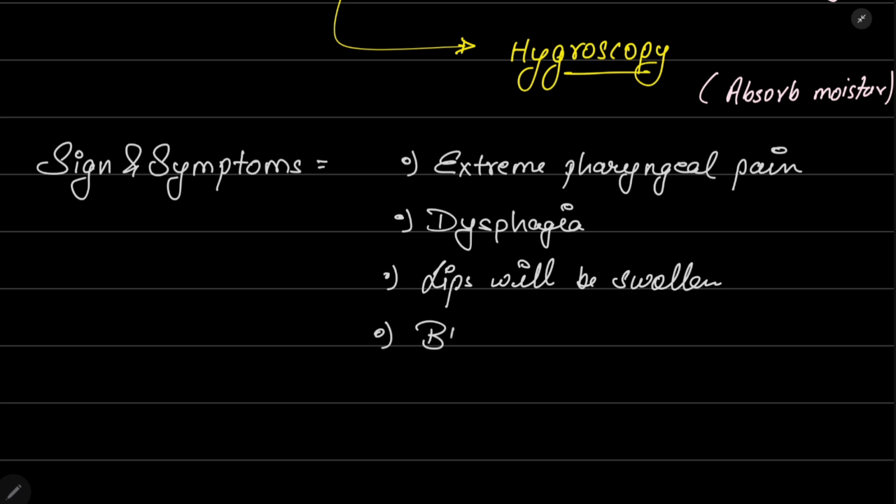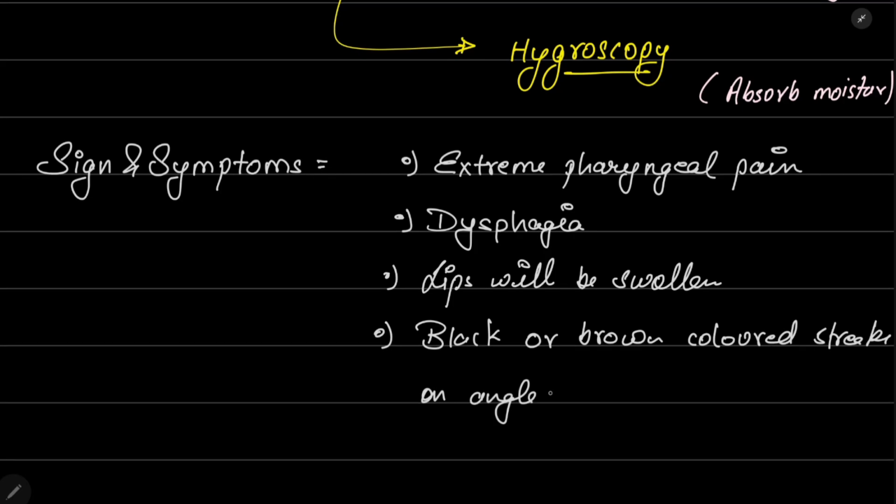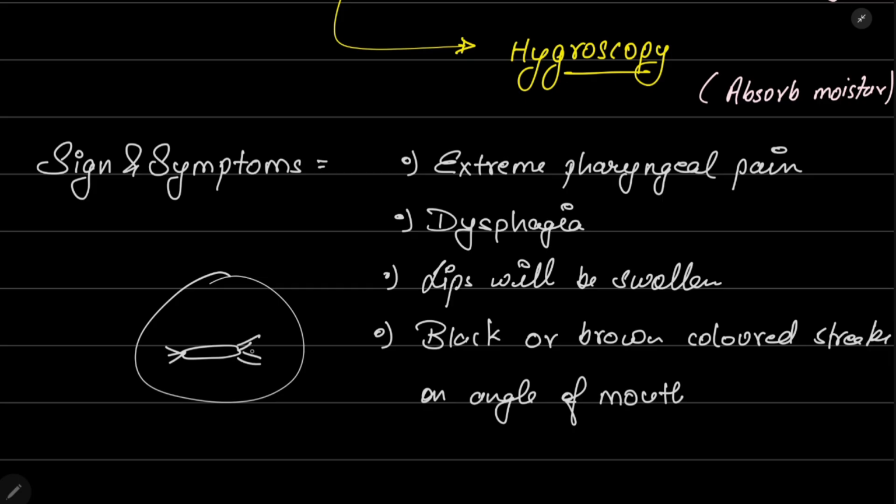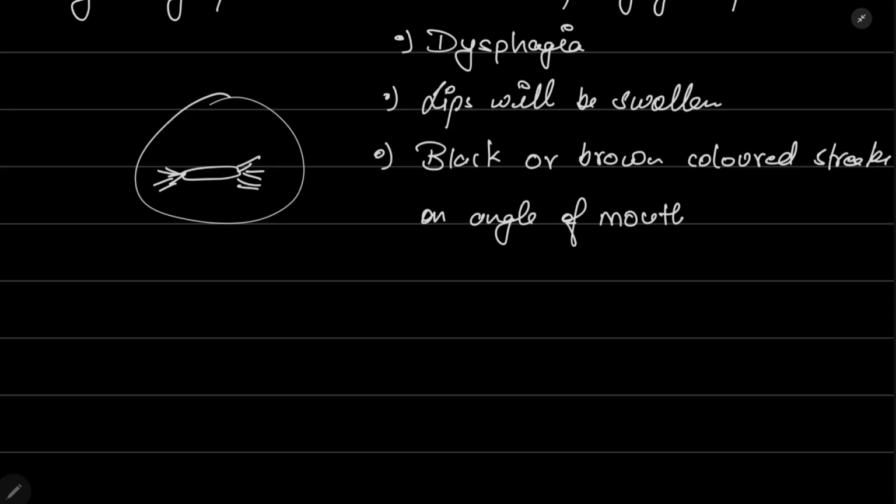There will be black or brown colored streaks on the angle of the mouth. If this is a face and this is a mouth, there will be black or brown streaks over there due to ingestion of the acid. If these signs are present in a patient, we can suspect that the patient has ingested sulfuric acid. These were due to the property of carbonization.